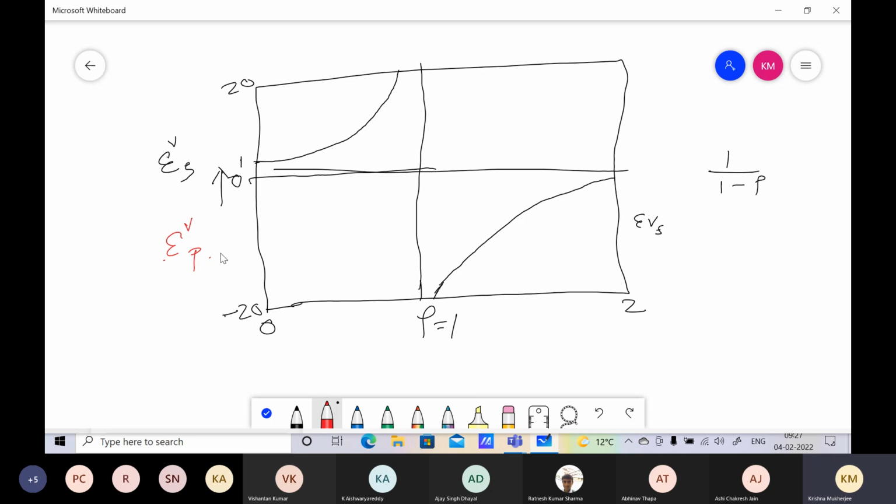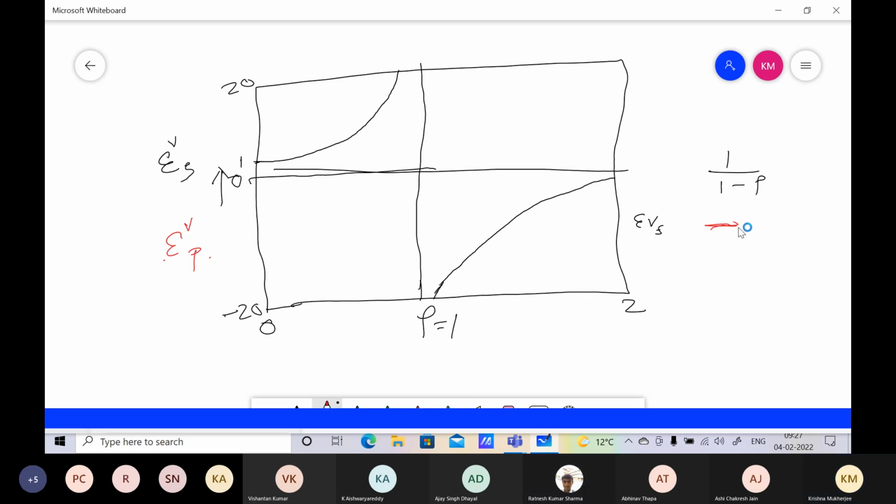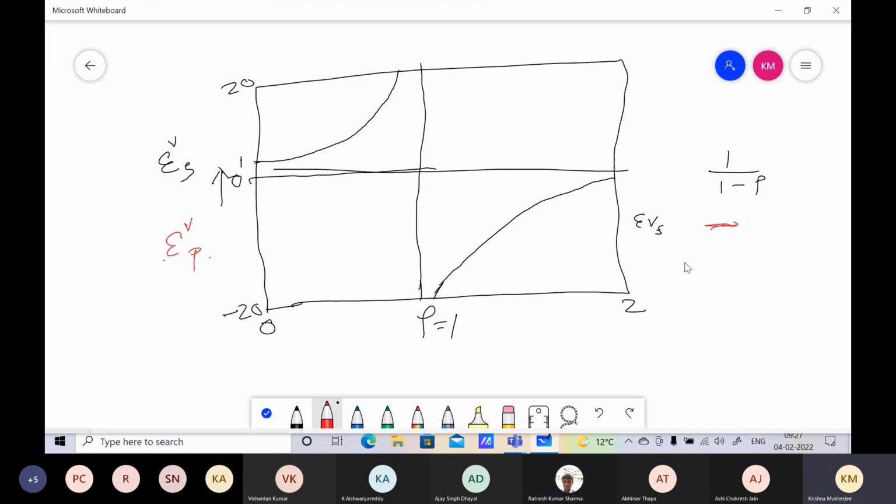What about values of rho equal to 0? It will be the negative of that multiplied by rho, so it is minus rho. At 0, it will be minus rho, and the elasticity will be 0. Right? It will be 0.